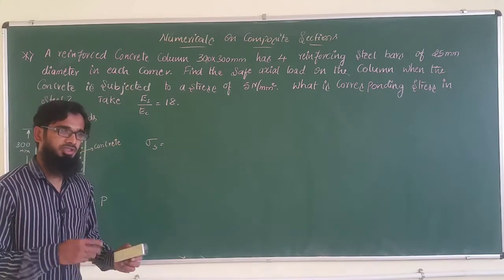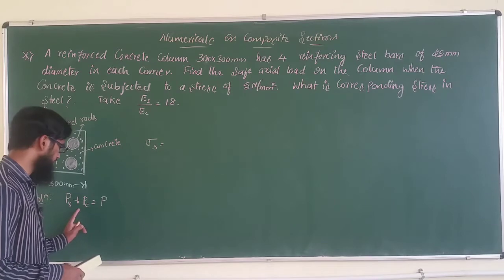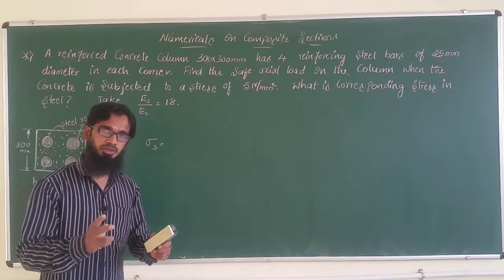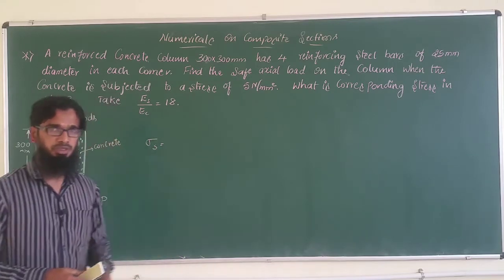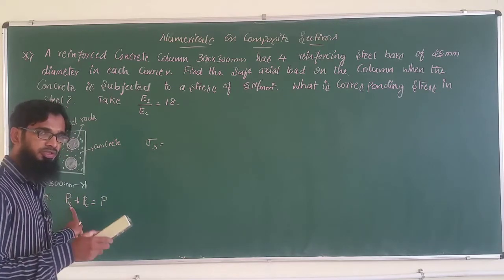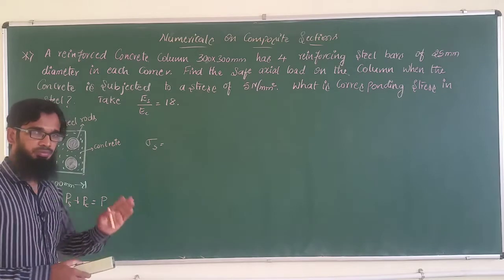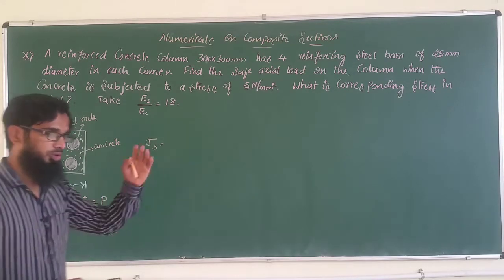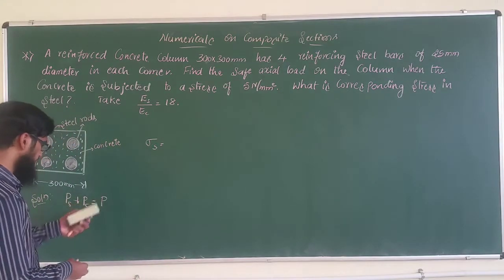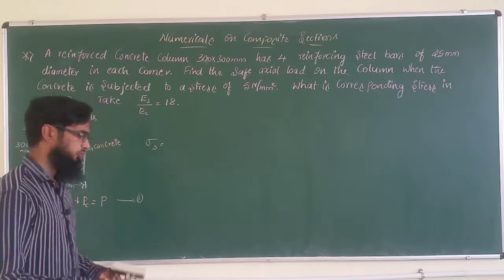When we solve such problems on composite sections, we have to consider two important equations. The first is PS plus PC is equal to P, meaning the total load we apply is shared by the two materials. That is, the load in the steel rod plus the load in the concrete gives the total load applied on the concrete structure. This is equation 1.